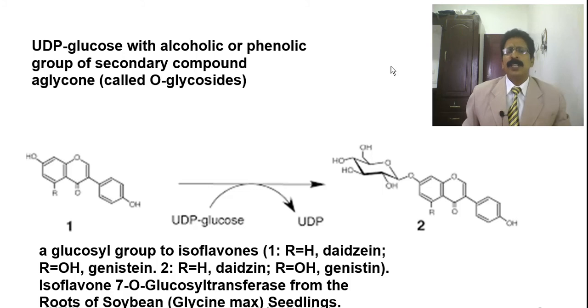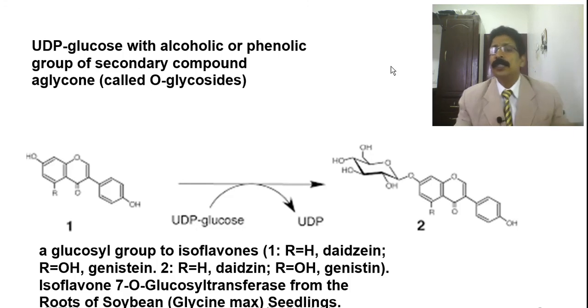It can be given an option. R can be hydrogen, which means daidzein, and if it is OH, it means genistein, and you can see the name is repeated a second time. And also you can see isoflavone 7-O-glucosyltransferase from the root of soya bean seedling, that is Glycine max seedlings. This is present in the soya bean seedling and this reaction takes place. That is what we want to know.